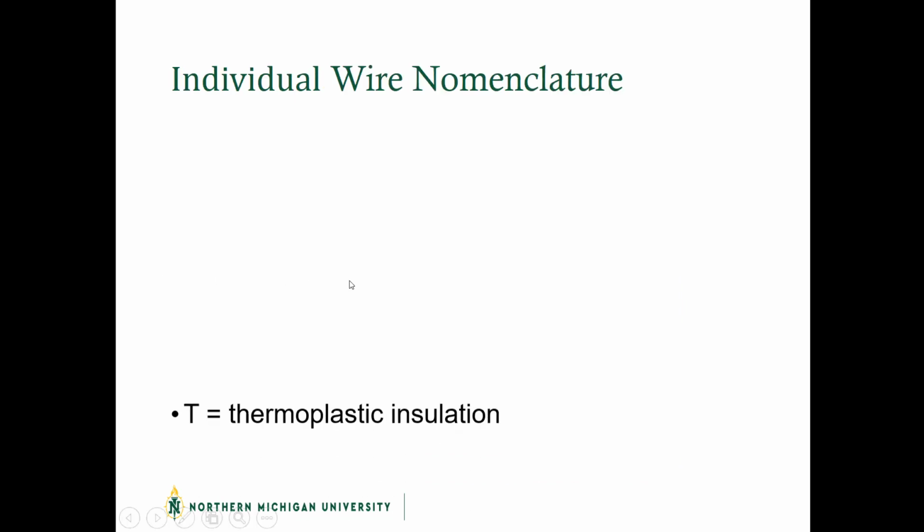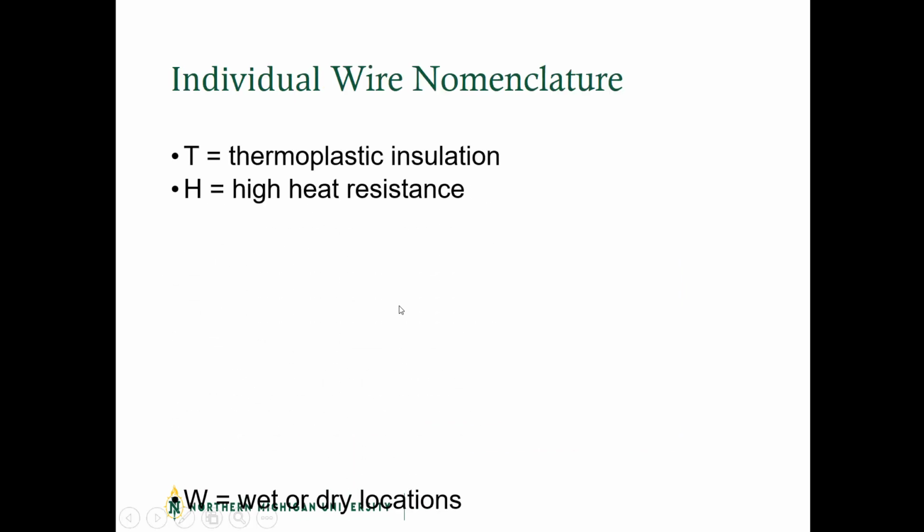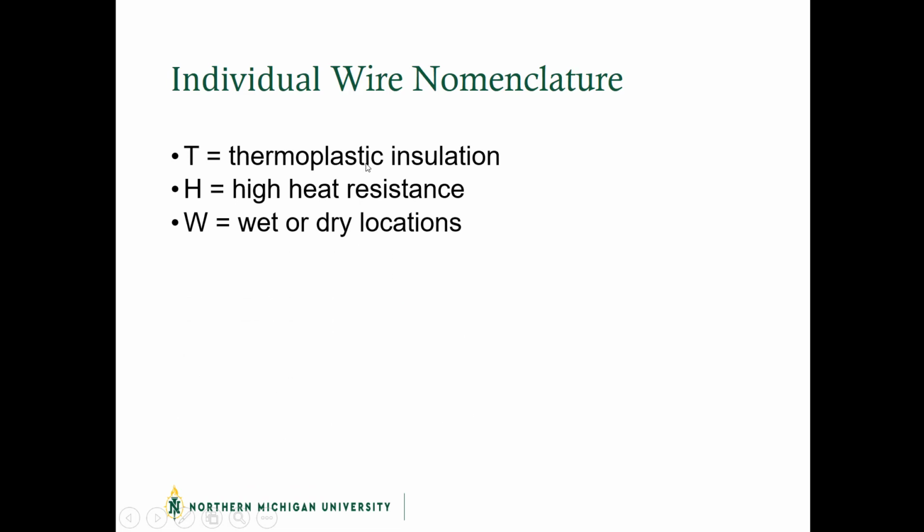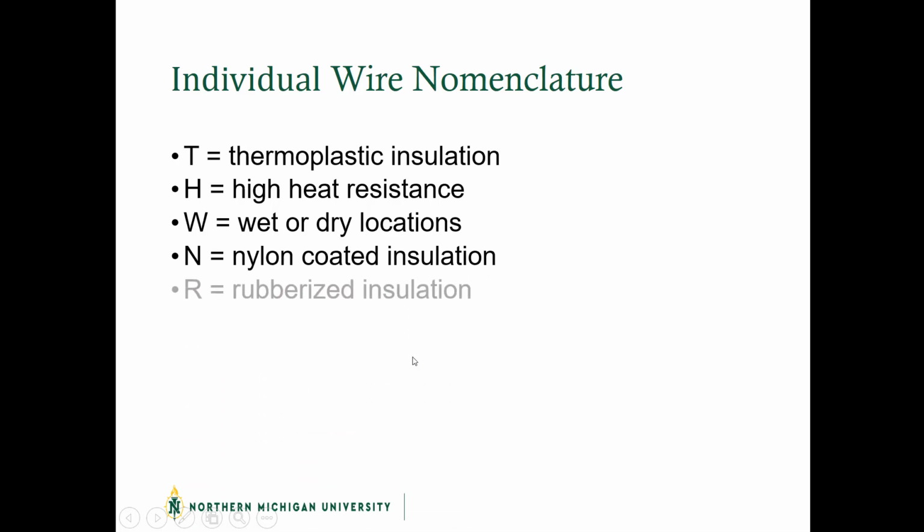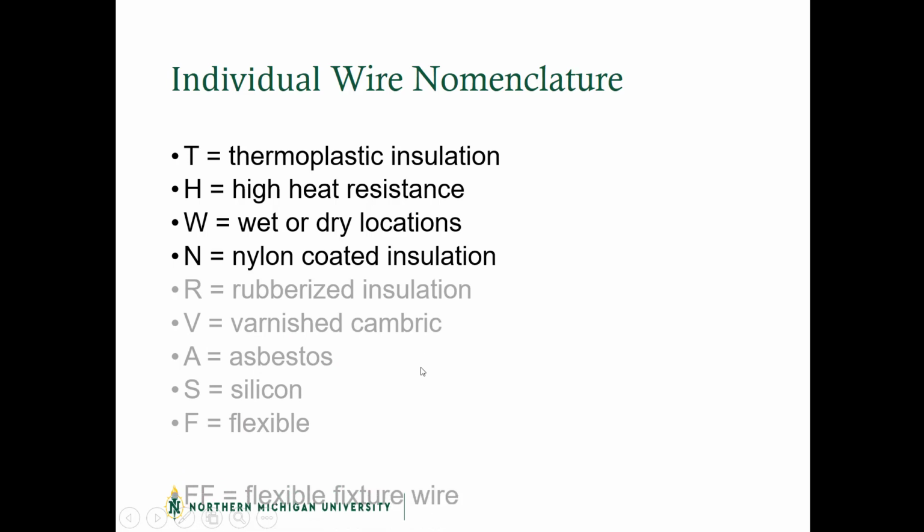So individual wire nomenclature, just going through THHN, right? Thermoplastic, we mentioned high heat resistance would be H. W is for wet or dry locations. N is nylon coated. So again, these are pretty common to see. Then we get into R's and V's and A and S and F and FF. So we have a whole bunch of different things that you might be dealing with or seeing, and it's just good to have an understanding of what those nomenclatures and abbreviations are.